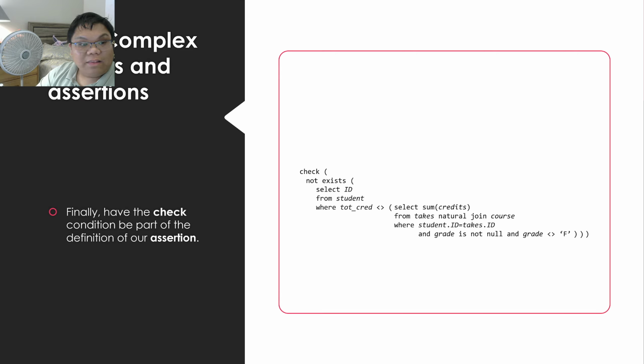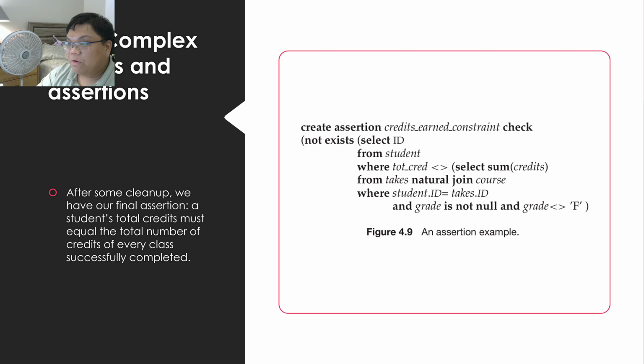But that's our entire assertion already. So we can just wrap that up with this create assertion statement here. So now, with a little bit of cleanup, we now have our entire assertion. A student's total credits must equal the total number of credits of every class successfully completed.